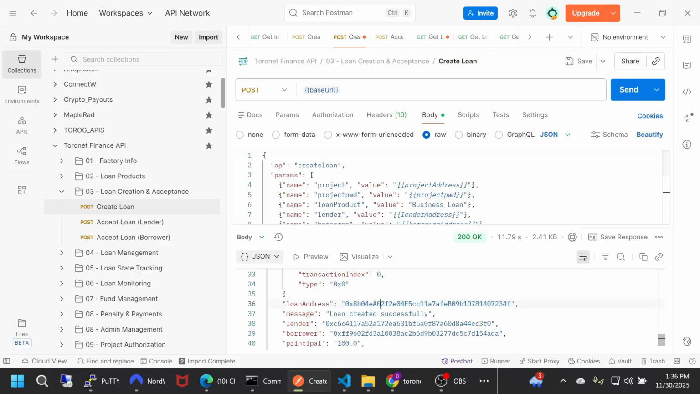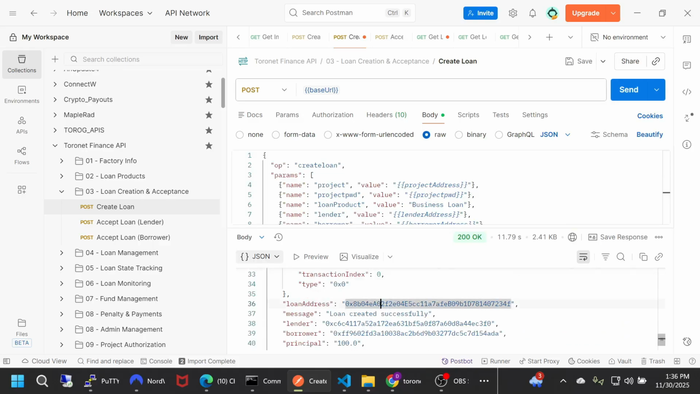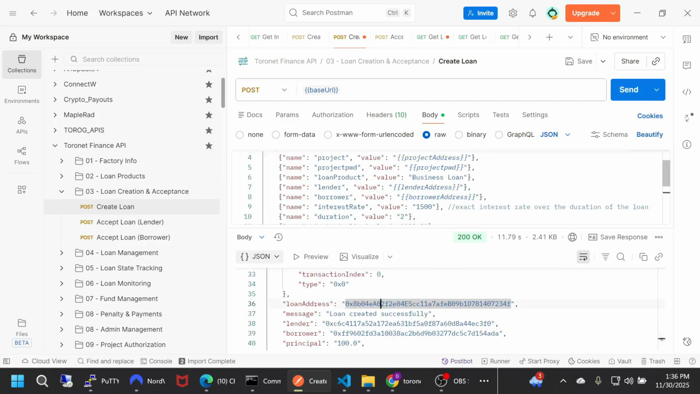Okay, the loan has been created. We will copy the loan address, which we're going to use subsequently. This loan address is going to be used to manage the entire loan between this lender and this borrower. It's going to manage the entire funds. The lender will deposit the down payment into it. The borrower will deposit the down payment into it. The lender will be able to disburse the principal, and then the borrower will be able to make interest payments.